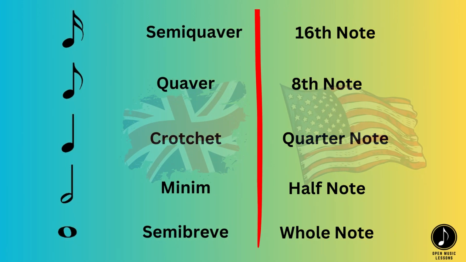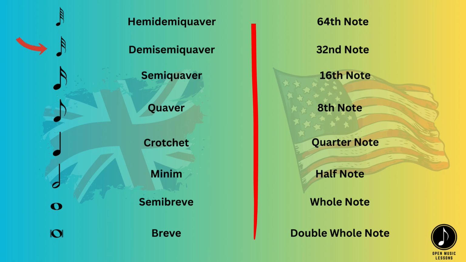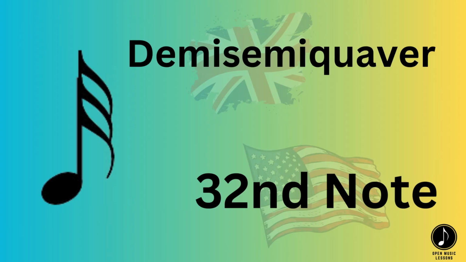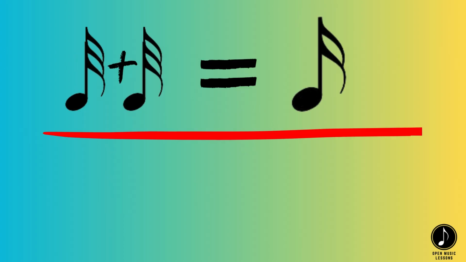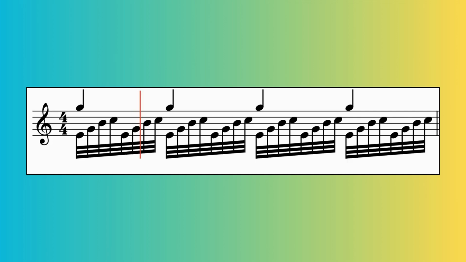Now the shorter and longer notes than the ones first mentioned are here. These are demi-semiquavers, hemi-demi-semiquavers, and breves. A demi-semiquaver, or 32nd note, has a filled-in note head, a stem, and 3 tails. It lasts half as long as a semiquaver. Here's what demi-semiquavers sound like in comparison to crotchets in a bar of 4/4.